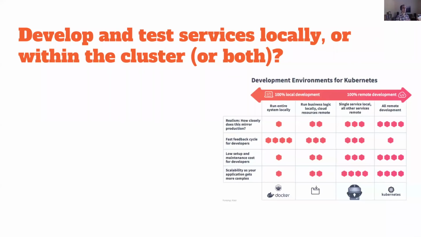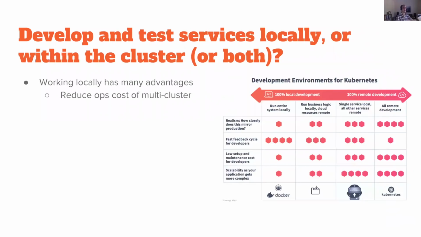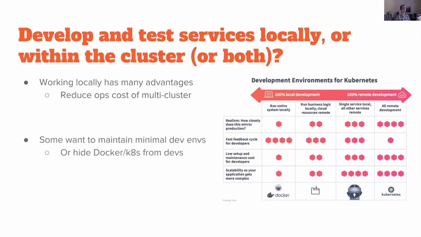Now, on the flip side, if you move to all remote development, you lose some of your debug tools locally, which is quite tricky. So working locally has many advantages. You're definitely not running lots of things in the cloud, or not running lots of clusters, for example. Some people do want to maintain these minimal development environments. They want to hide Docker and Kubernetes from developers. I don't think that's a bad thing. Again, it's just a decision. Knowing the maturity, the skill level of your development team, do you want to expose them to things like Kubernetes? Because let's be honest, I'm sure many of you watching the webinar are fans of Kubernetes, and you know Kubernetes quite well.